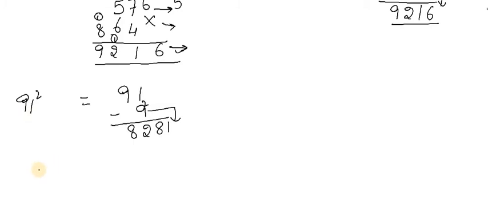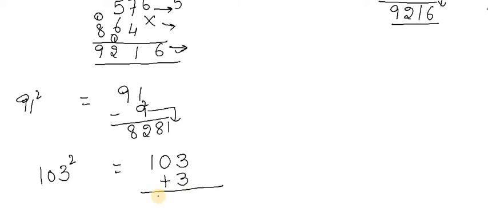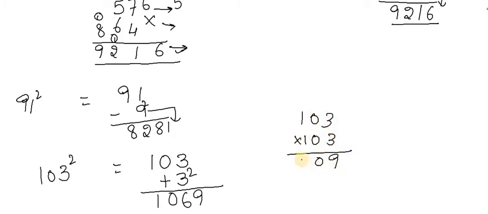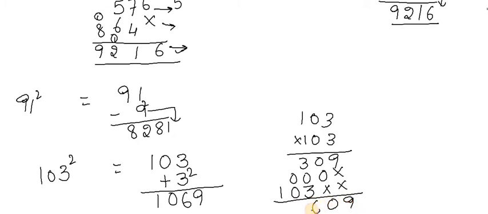Now I'll take a number more than 100, that is 103 square. 103 is more than 100 by 3. So 103 plus 3 is 106, and 3 square is 9. So we'll just find out 103 multiplied by 103. 3 3s are 9, 3 zeros are 0, 3 1s are 3. 0 table, 0 3s are 0, 0 zeros are 0, 0 1s are 0. And now 1 table, 1 3s are 3, 1 zeros are 0, 1 1s are 1. And you'll get 10609.